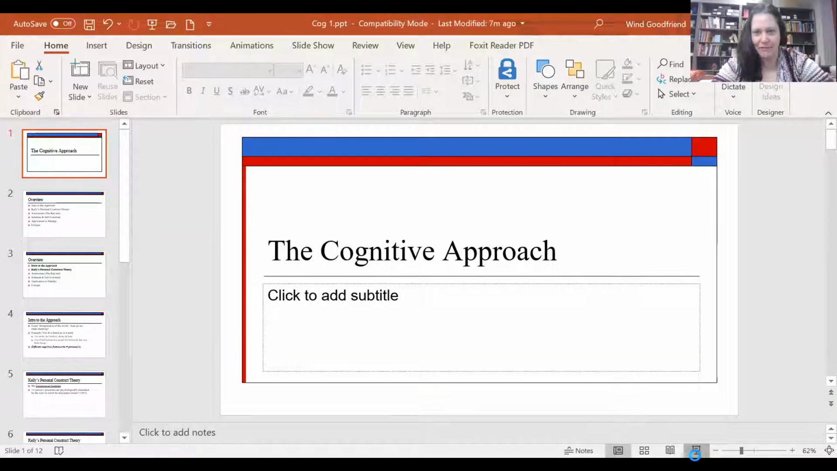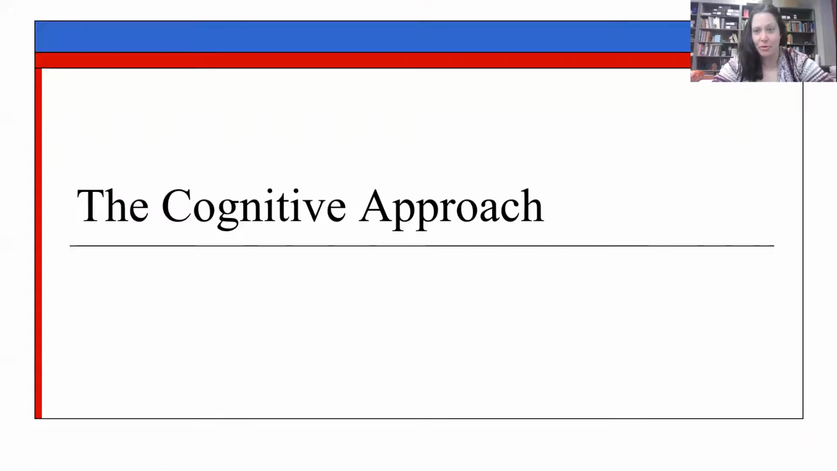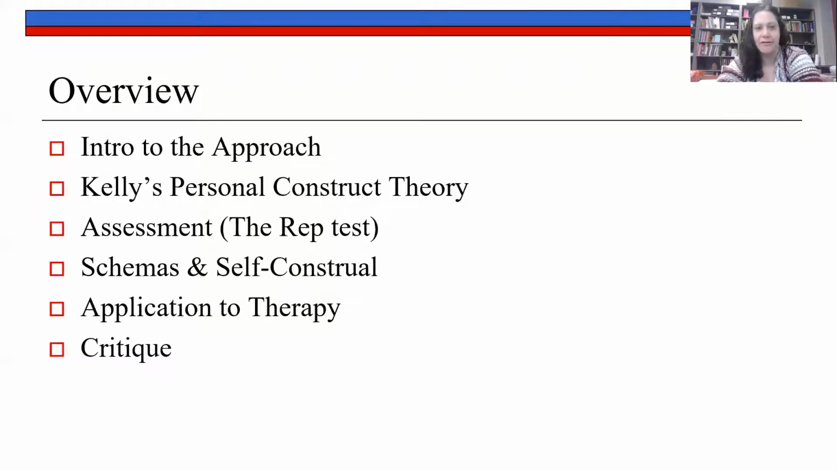So chapter 11 is all about the cognitive approach to personality. So hopefully you read chapter 11 and you read all about our man George Kelly. We're going to talk about him first, but the outline of the general lectures that I've created here for you are going to be sort of an introduction to how the cognitive approach is different from personality. We're going to talk about Kelly's personal construct theory. That'll be the first mini lecture.